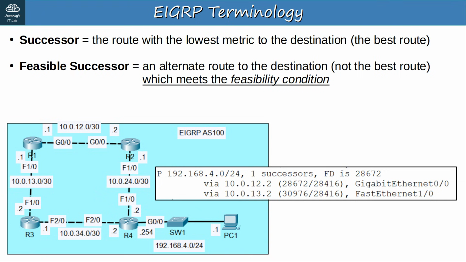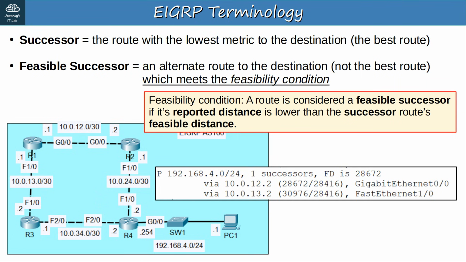A feasible successor is an alternate route to the destination. It's not the best route, but it must meet the feasibility condition. Okay, pay attention here. What is the feasibility condition that must be met? A route is considered a feasible successor if its reported distance is lower than the successor route's feasible distance.